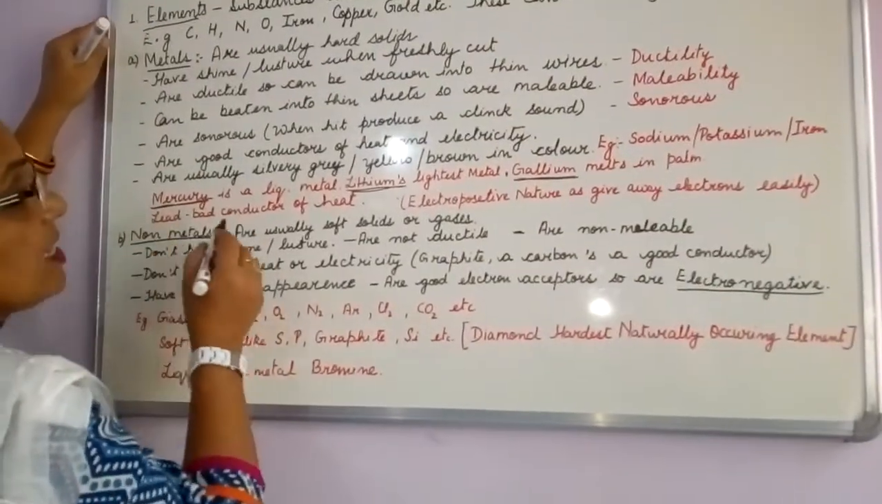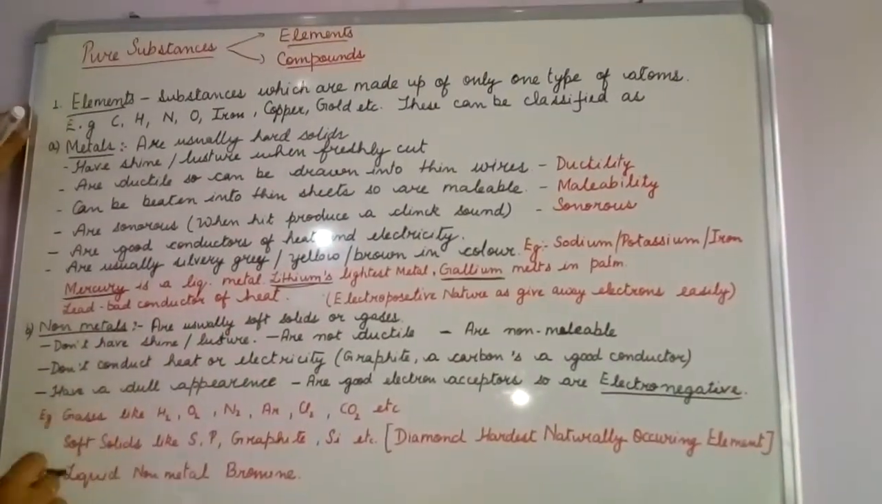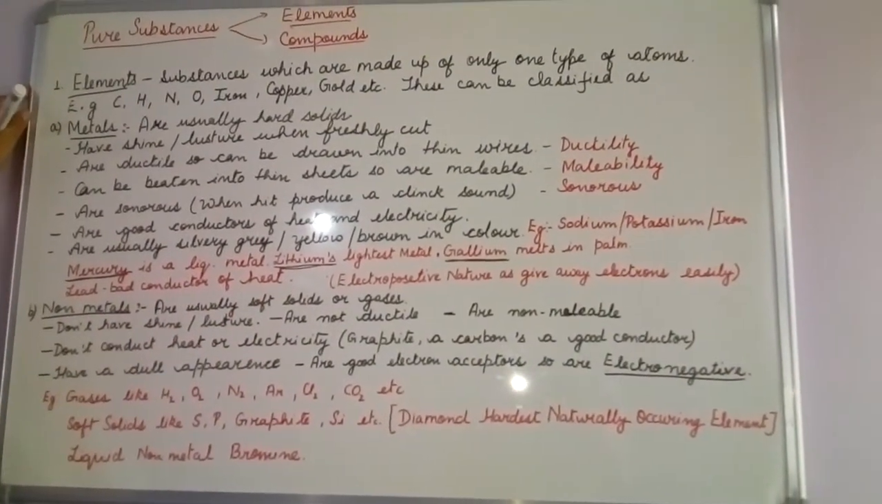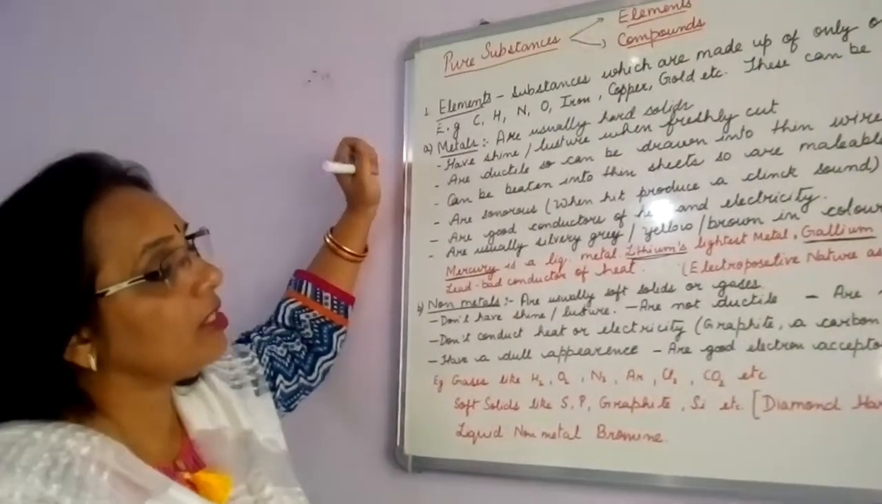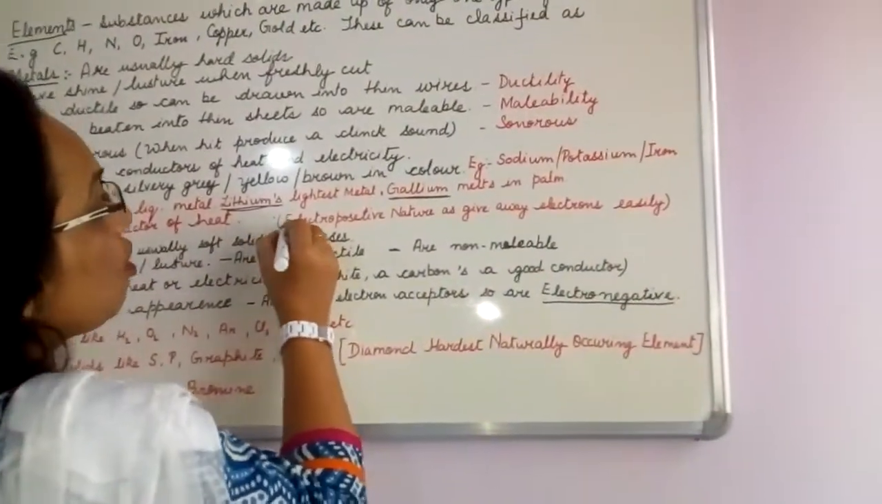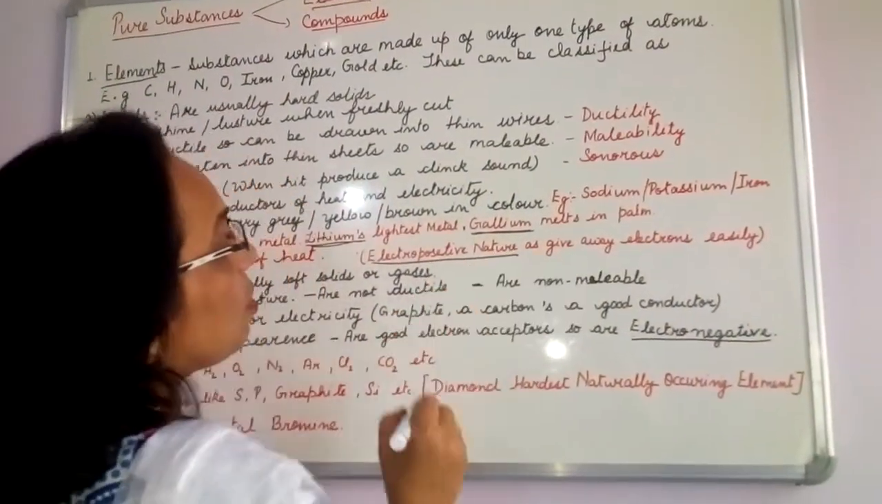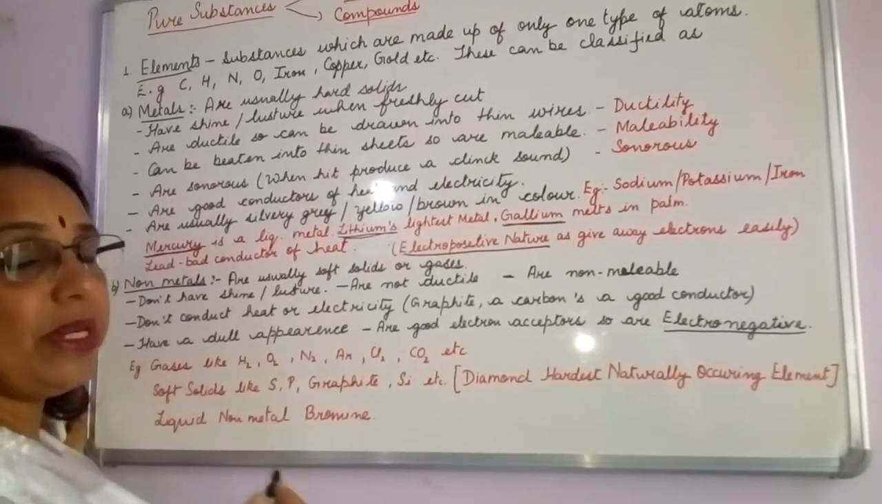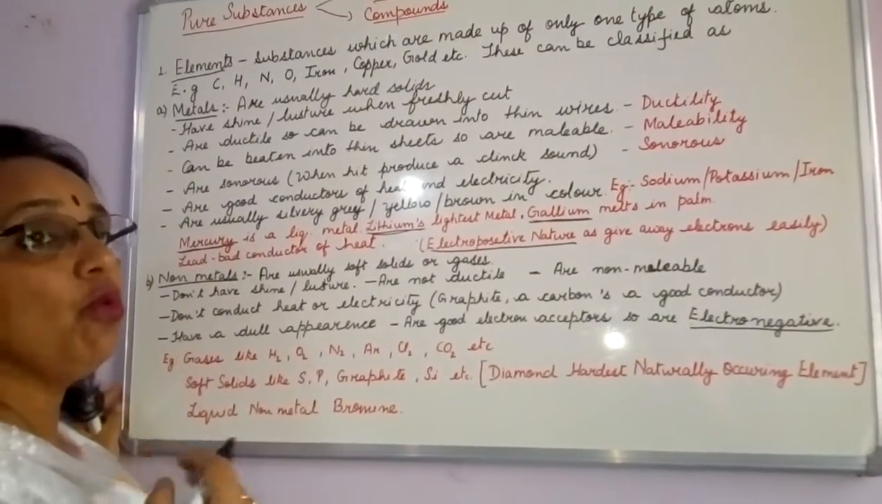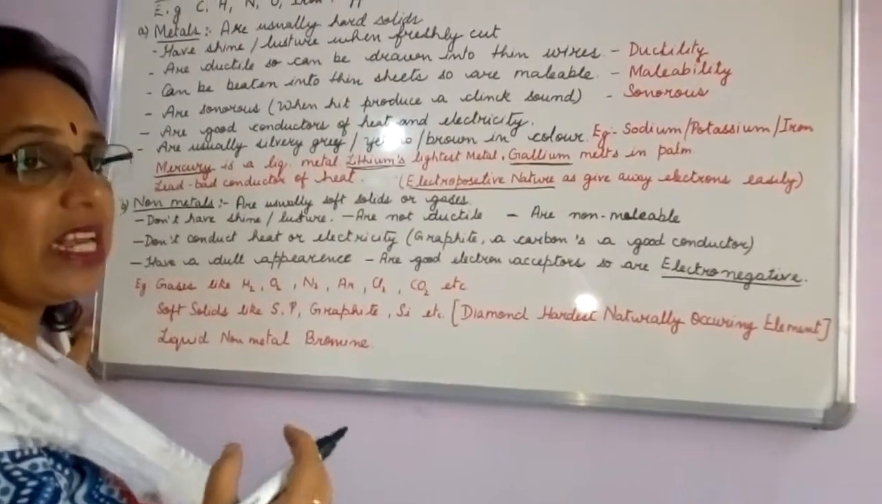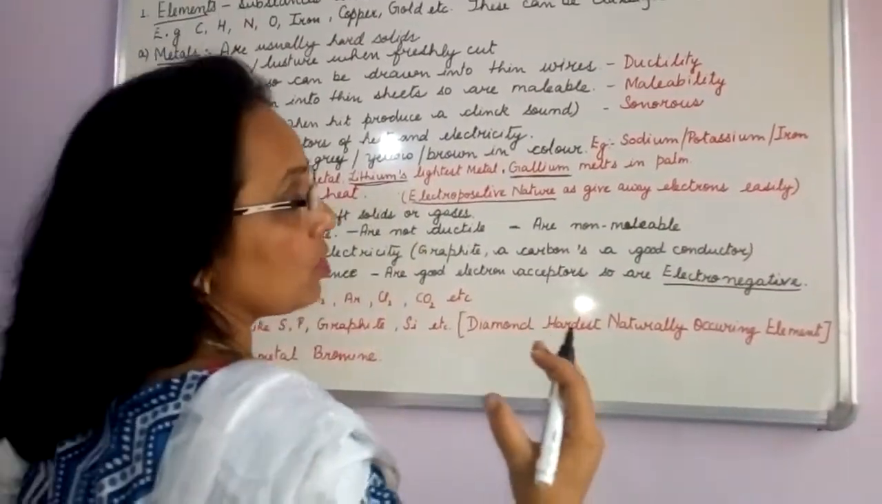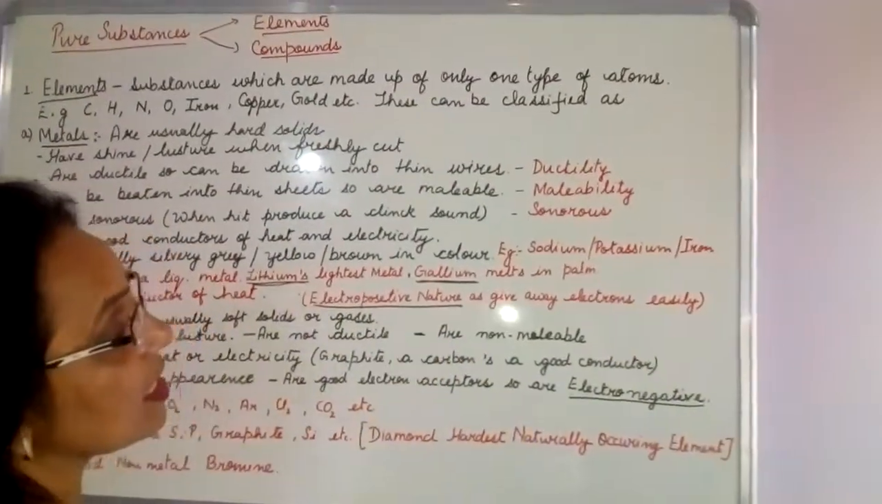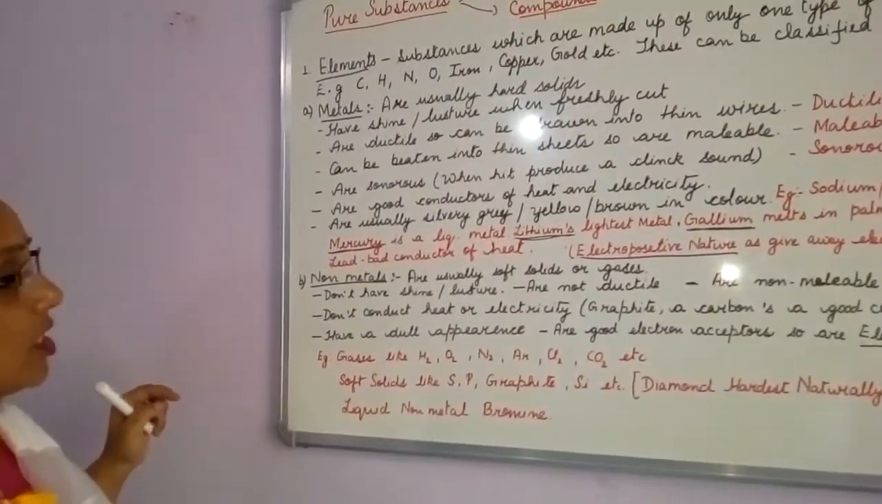Okay. Lead, as I had said earlier, is a bad conductor of heat. Now when we talk about the chemical nature of metals, metals are electropositive in nature. What does it mean? It means that metals have the ability to lose electrons. Whenever they react, they lose electrons. And that is why we say that metals are electropositive in nature.